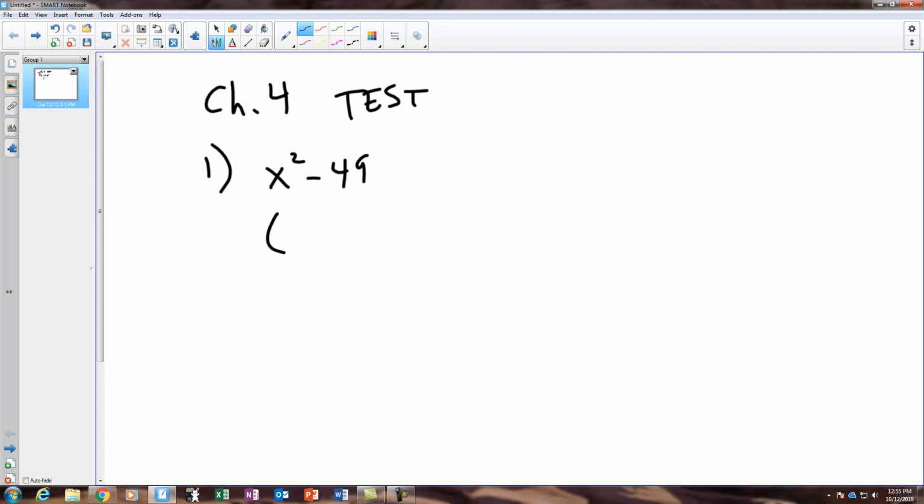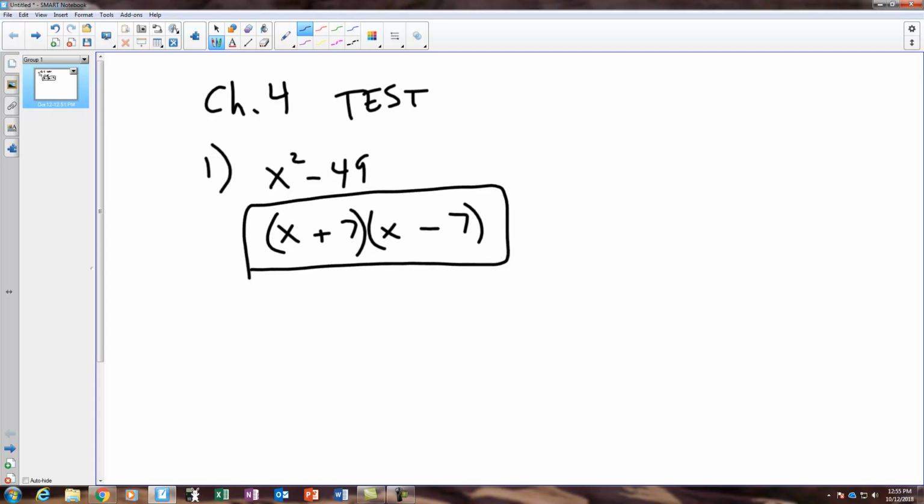Hopefully you recognize this as a difference of squares, which means you're going to use the square roots for factorization. So 7 and 7. And because 49 is negative, you're going to have a positive 7 and negative 7. And that's all I'm asking you to do.